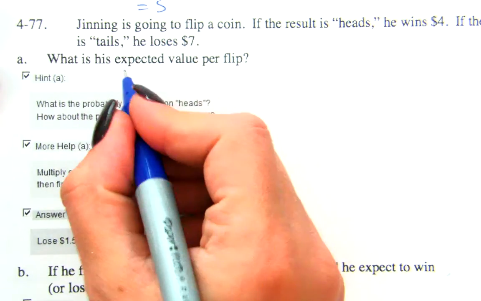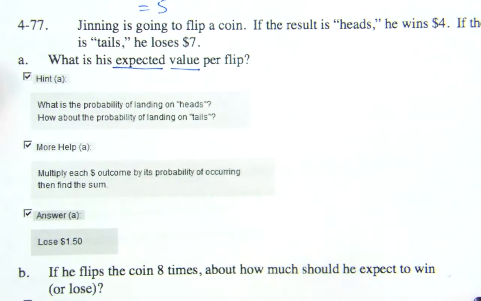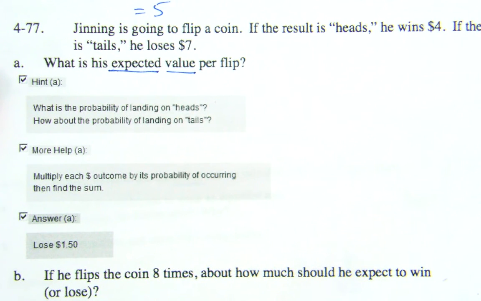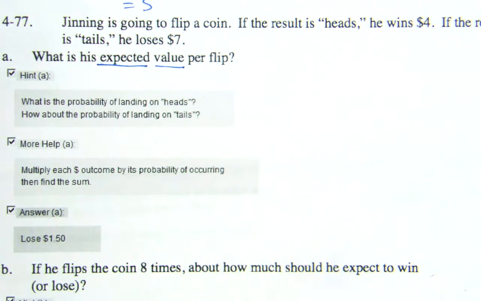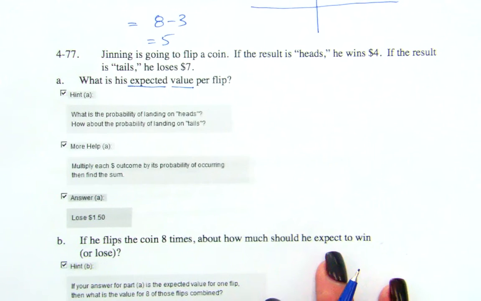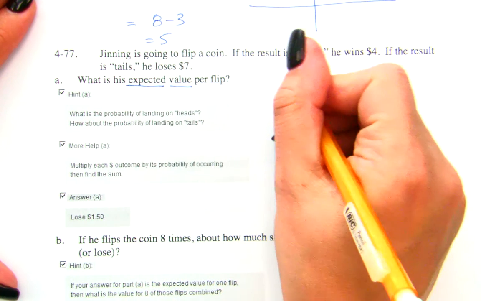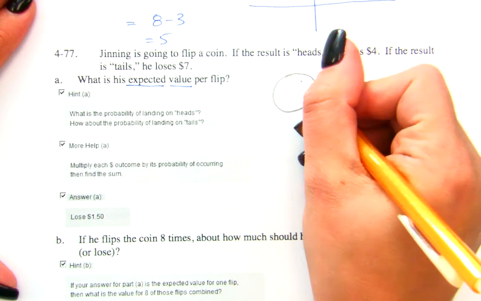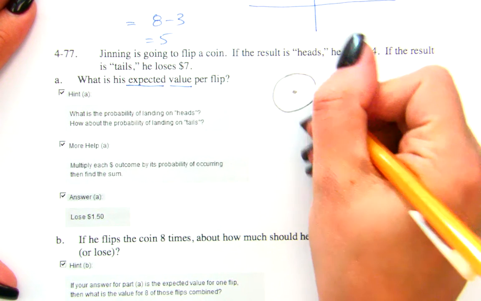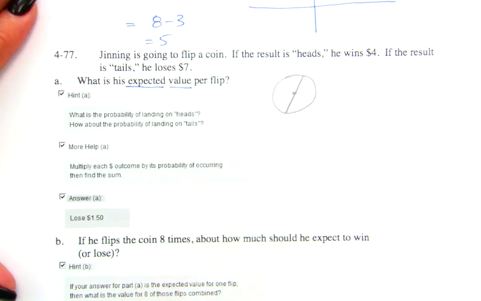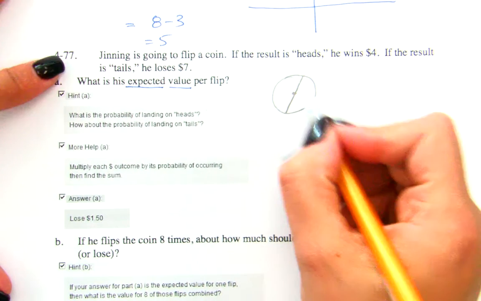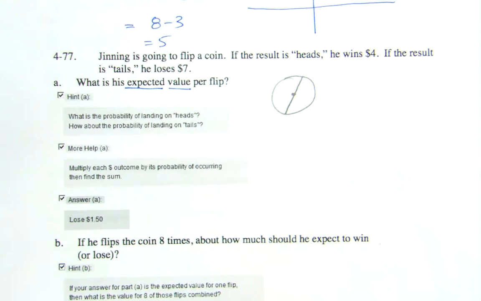All right, 77 is an expected value problem, your expected value per flip. Jining is going to flip a coin. If the result is heads, he wins $4. If the result is tails, he loses $7. So I like to draw a picture because sometimes this will help. Okay, so here's my spinner, right? Technically it's a coin, but the picture actually does help.